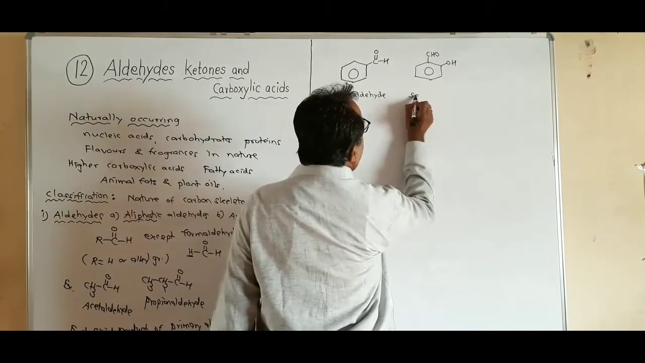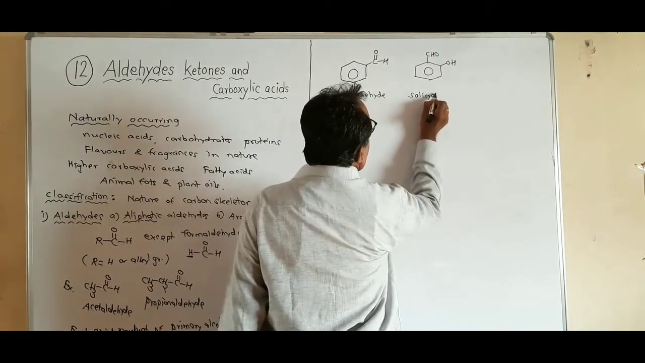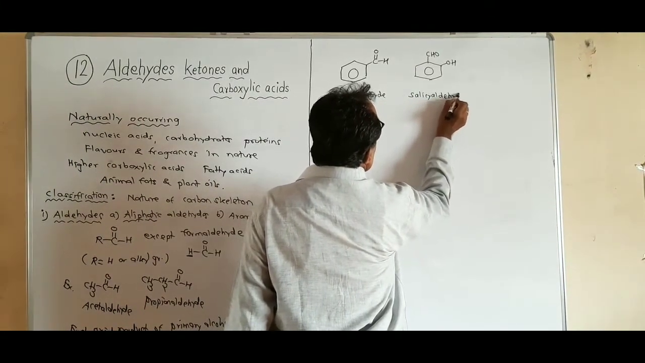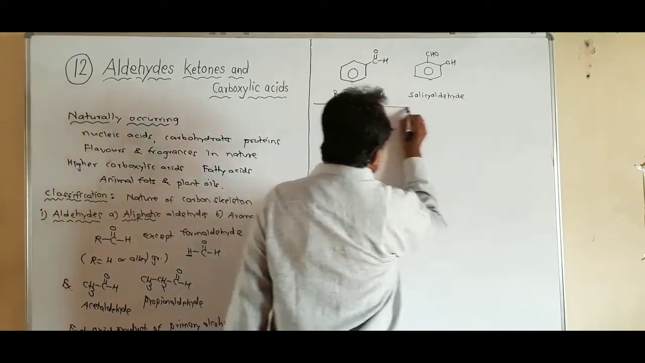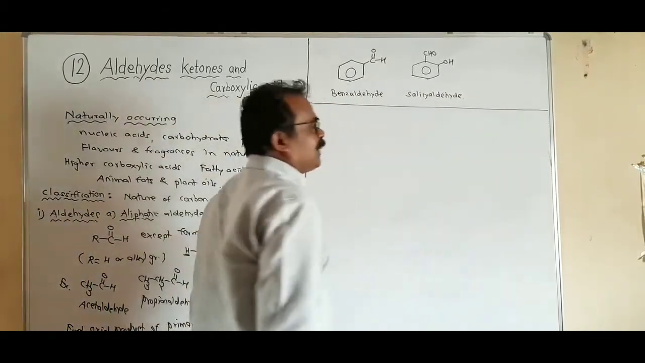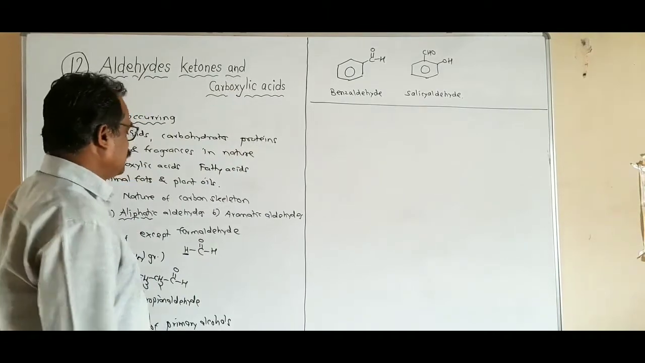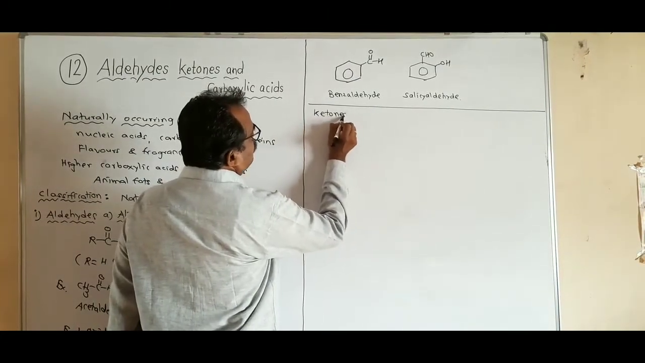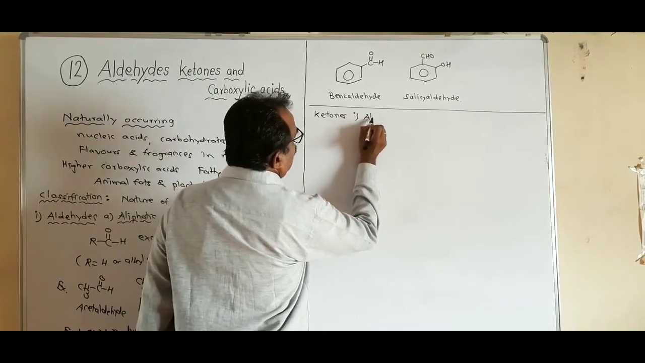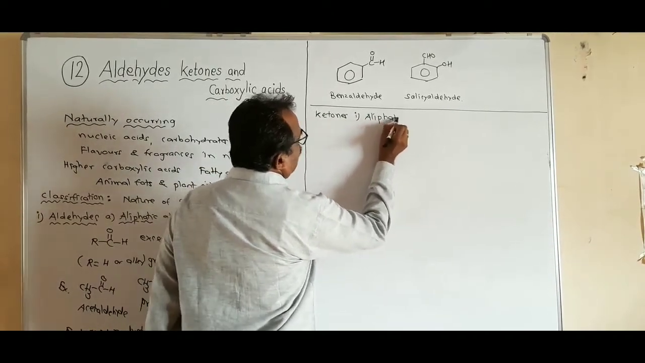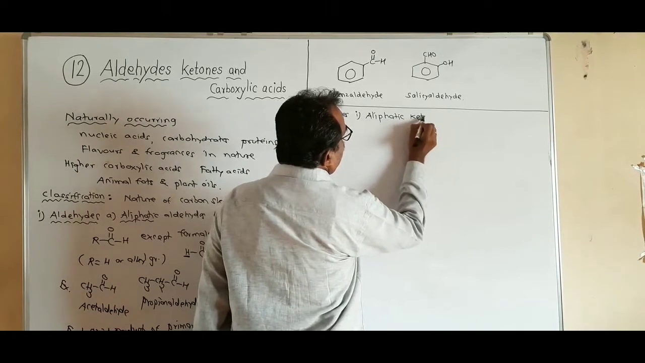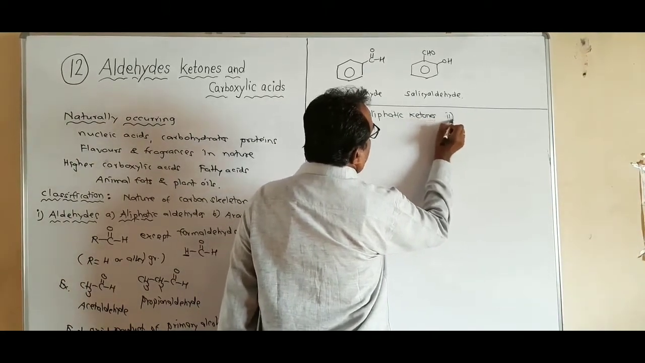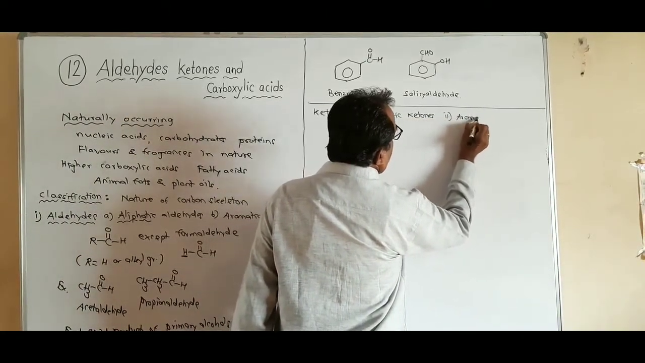2-hydroxybenzaldehyde. This is known as salicylic aldehyde. So like aldehydes, these ketones are also classified into two types. One is known as aliphatic ketones and second aromatic ketones.